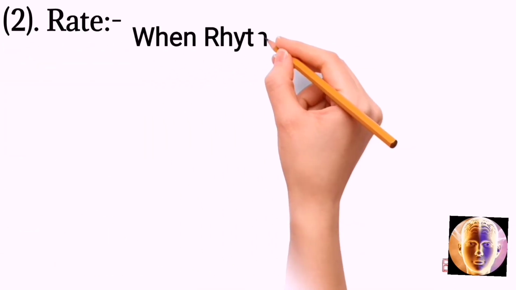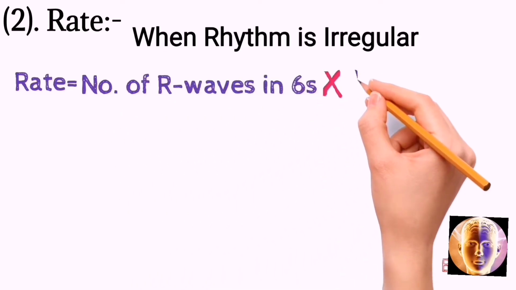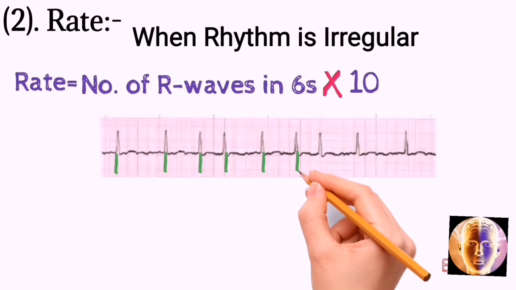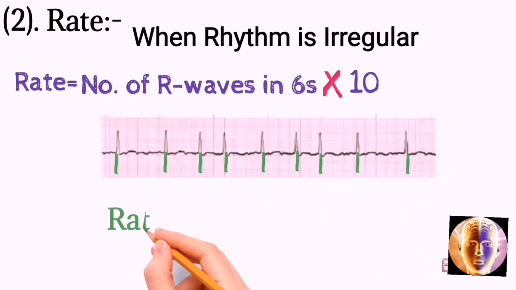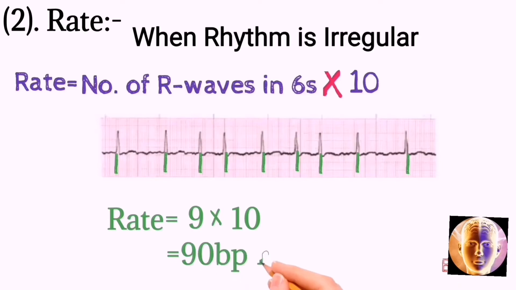When the rhythm is irregular, then the rate is equal to the number of R waves in 6 seconds multiplied by 10. For example, in this ECG strip, there are 9 waves in 6 seconds. So the rate will be 9 into 10, which is equal to 90 beats per minute.